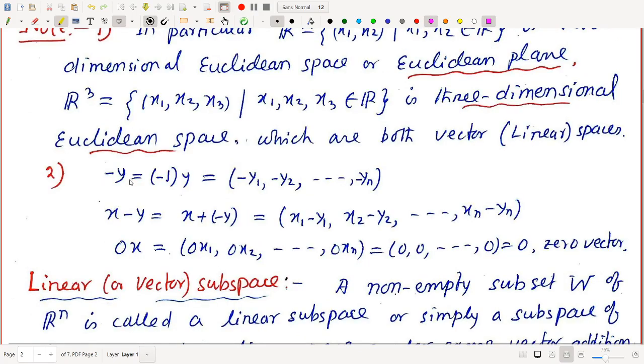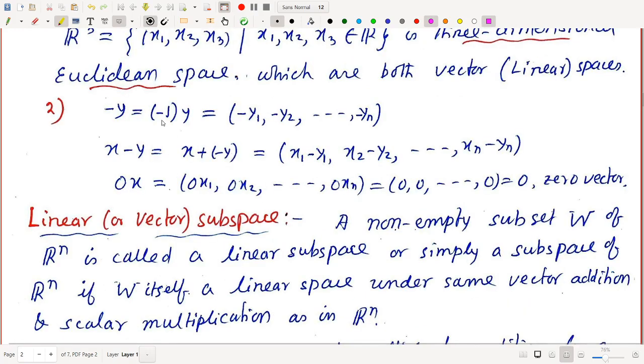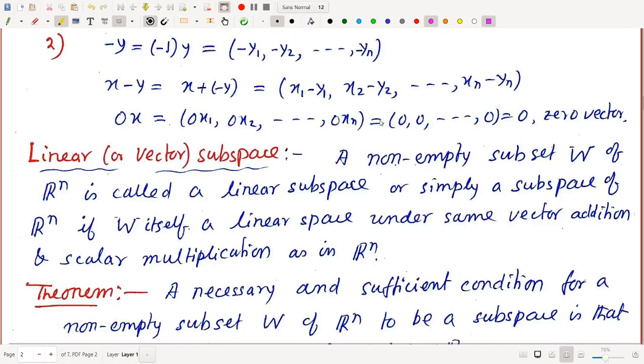Number 2, note, -y is actually (-1) times y. Minus 1 is a scalar, y is a vector here. So minus 1 multiplied with every component of y gives (-y1, -y2, ..., -yn). x - y is similarly (x1 - y1, x2 - y2, ..., xn - yn), the difference of vectors. In 0x, this 0 is the scalar 0 and x is a vector, so 0 goes inside: (0x1, 0x2, ..., 0xn) is (0, 0, ..., 0). All components 0 means it is the zero vector in R^n.